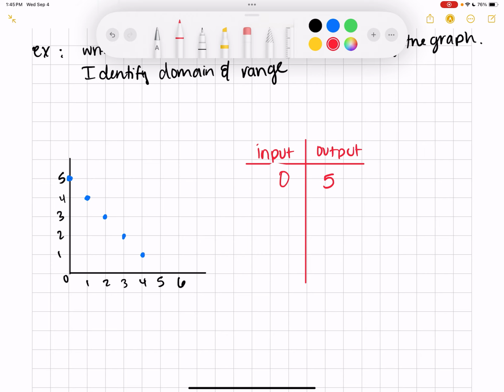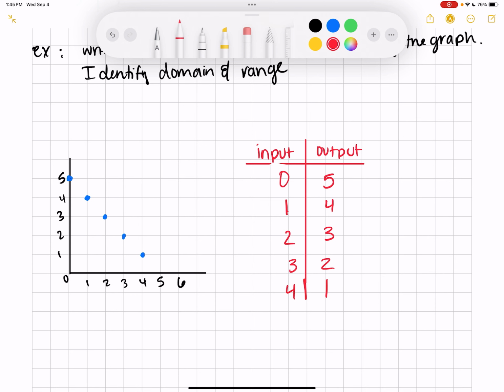What about the second one? 1 and 4. Third one? 2 and 3. Fourth one? 3 and 2. And last one? 4 and 1. So there's my table. So now I need to figure out what equation I can write to explain this.